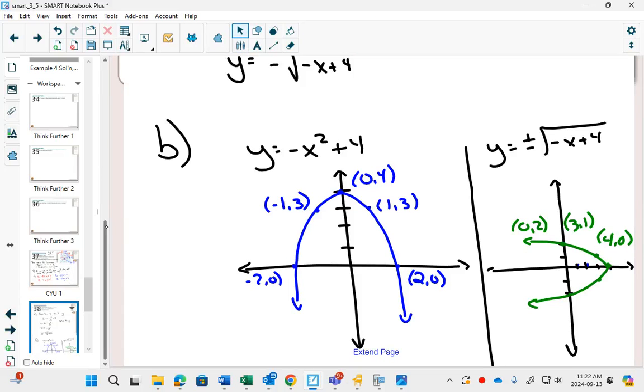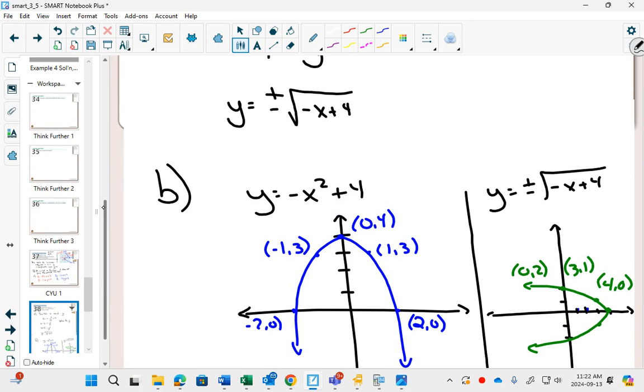If you're graphing this as a square root, the plus or minus is actually in front of 2 different graphs. One graph, slide up here, we can think of this as one graph is the plus, so negative x plus 4, and the other graph is the minus in front, negative x plus 4.